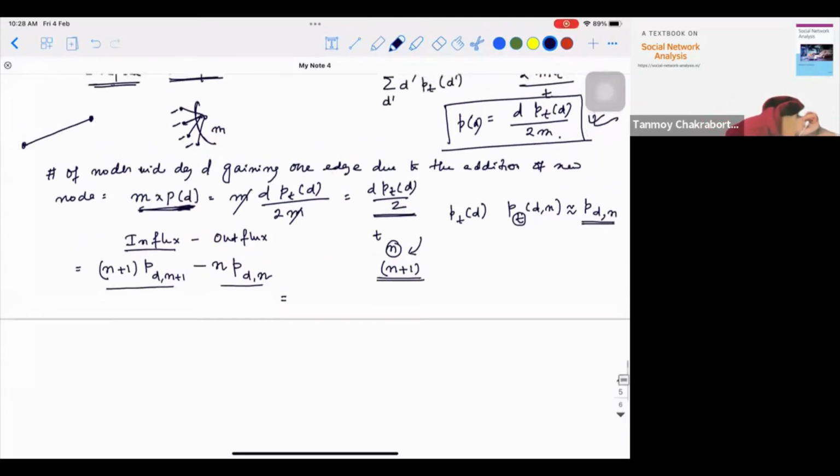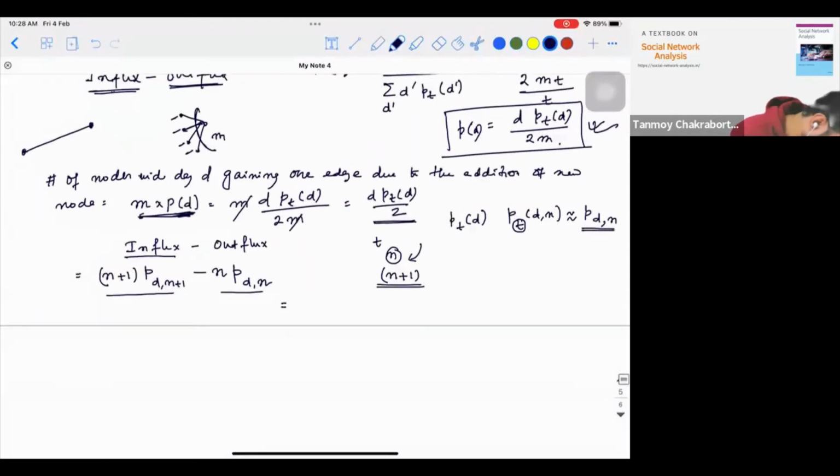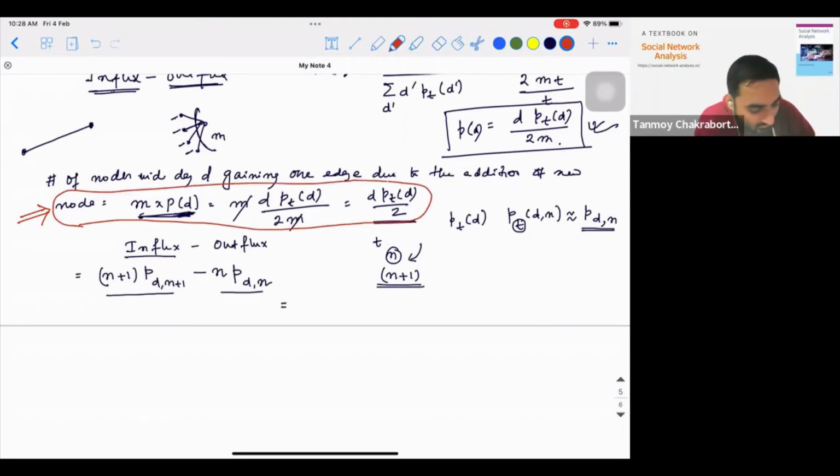So let's look at this equation again. Okay, this is a little tricky. So it would be great if you carefully understand what I'm saying. So let's go back to this equation again. What does it say? It says that when a particular node has arrived with degree m, right, with m edges, what is the number of nodes with degree d that would gain one edge? So this is the number of nodes that would gain one edge.